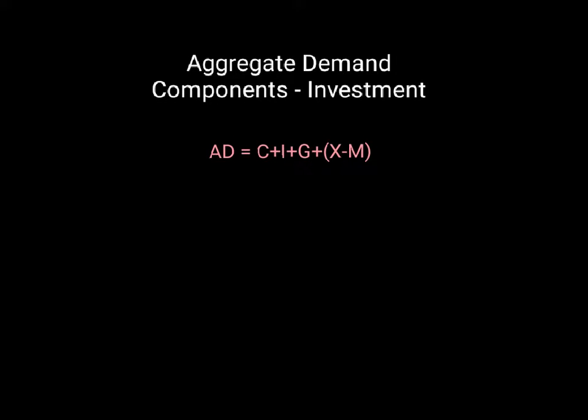We're going to continue our look at the individual components of aggregate demand. The last video looked at C. We're now going to move on and look at this I component of aggregate demand, which, as you might recall from a previous video, refers to the level of investment within the economy.